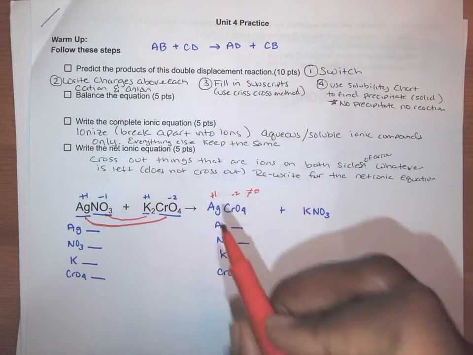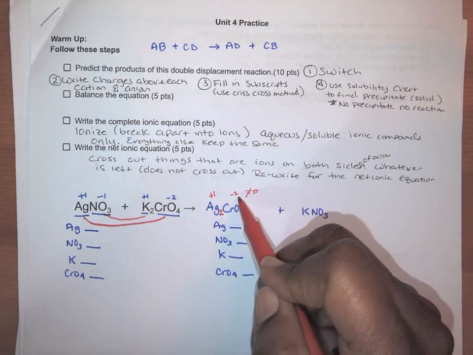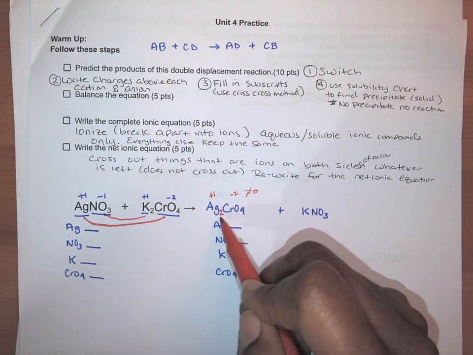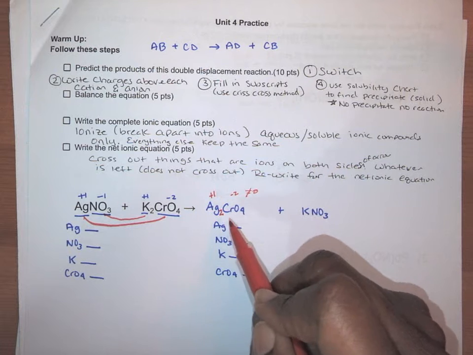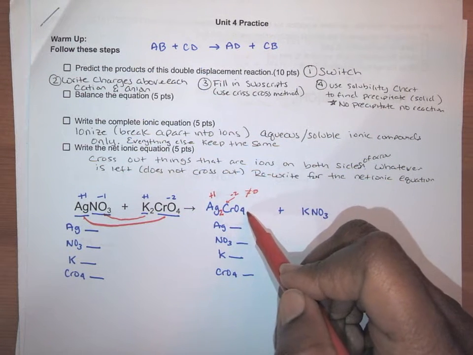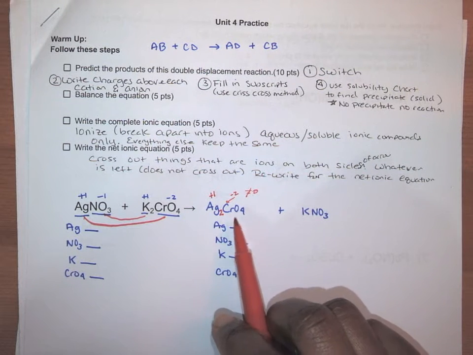In this case, I'm going to need 2 silvers, and you can figure this out using the crisscross method. So take the charge, the number that's on the charge of the anion, and use that as a subscript for the cation. So you cross it that way. And then this would have a subscript of 1. Okay, so that's our first one.